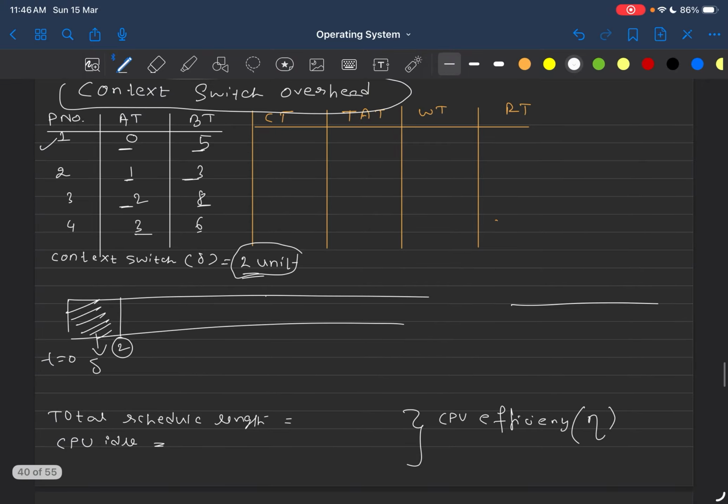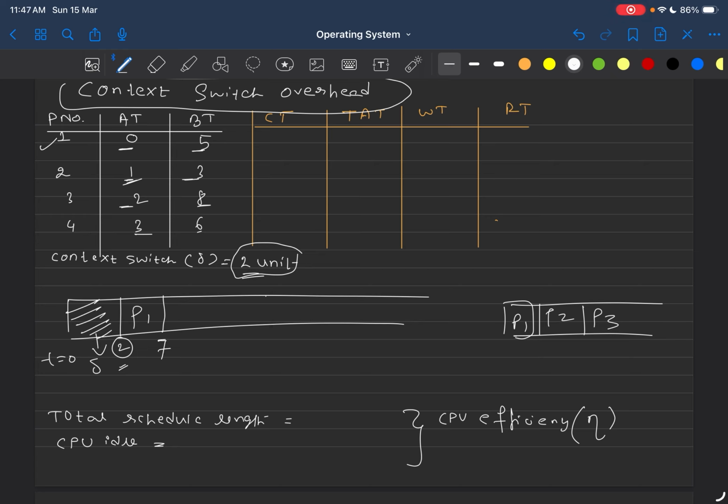If this is a ready queue, by the time t equal to 2, what are the processes in the queue? That is P1, because it arrived at 0, then P2 because it is 1, then P3. So at time 2, your CPU has P1 to be scheduled. So here P1 is scheduled. What is the burst time? That is 5. 5 plus 2 is 7. Up to 7, this P1 will be executed.